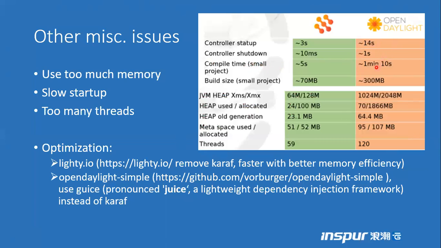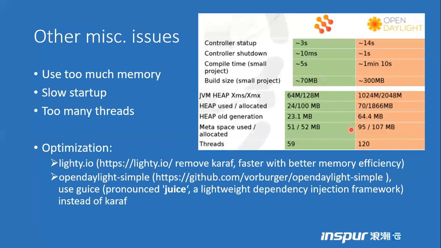Especially for build time, for OpenDaylight, it's about 1 minute. Actually, I think that's maybe in the US. If in China, it's very slow because the repository for artifacts is on US servers, so it's even longer. For build size, the jar package with Lighty.io is about 70 megabytes, but for OpenDaylight, it's 300 megabytes. So it's about 4 times, right? For memory usage, you can see the gap is very big.